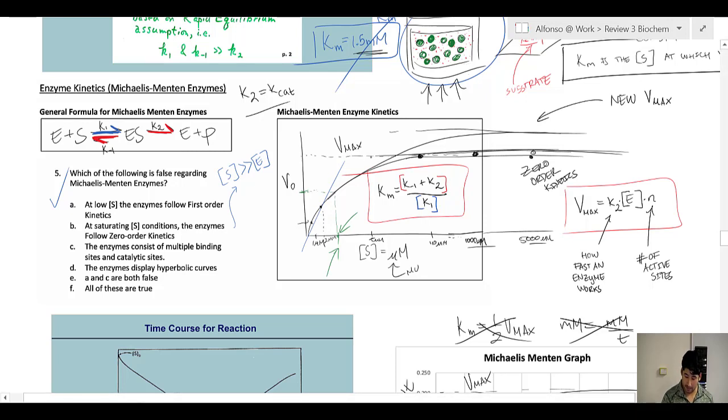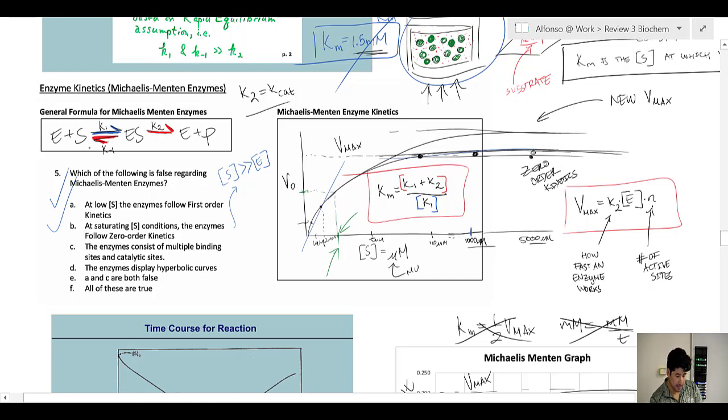Because as you increase the amount of substrate, the velocity isn't increasing because it's already reached Vmax. If you're at saturating substrate concentrations, you are at Vmax, okay? So if you are at saturating substrate concentrations, you are at Vmax. I repeat these things because I think they're important for you to know. So B is the false statement.